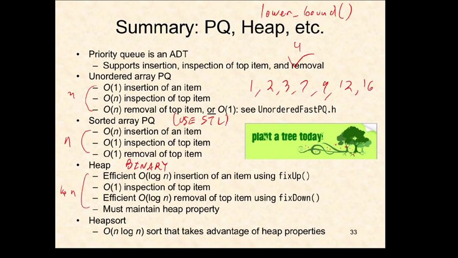So those are the things you have to do for Project 2 Part B. We gave you unordered and unordered fast. You've got to write sorted. Sorted is literally going to come out to be like 6 or 7 lines of code using the STL. It's going to be really short. If you find yourself writing loops and stuff like that, you're not doing sorted the right way. You're not taking advantage of the STL.